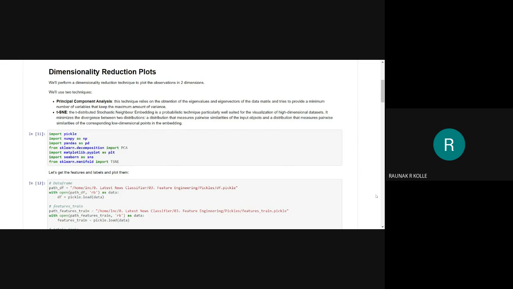Dimensionality reduction plots. We will perform dimensionality reduction techniques to plot the observations in two dimensions. We will be using two techniques, the principal component analysis and the TSNE technique. The principal component analysis is a technique that relies on obtaining the eigenvalues and eigenvectors of the data matrix and tries to provide a minimum number of variables that keep the maximum amount of variance.